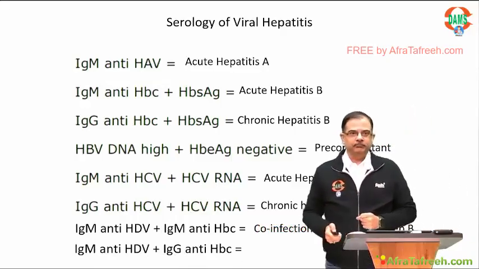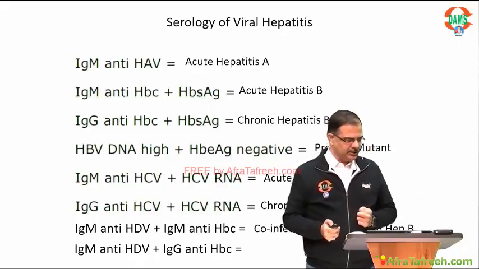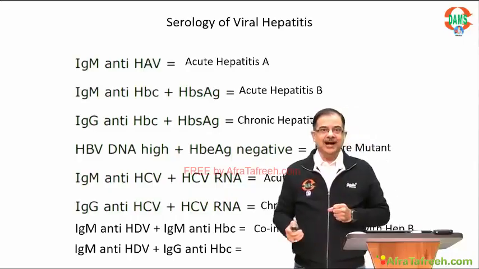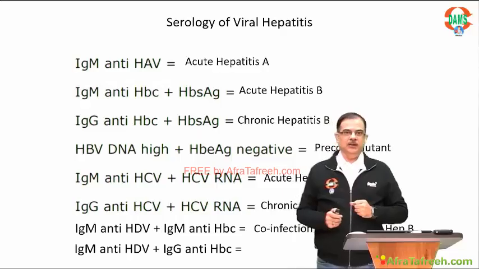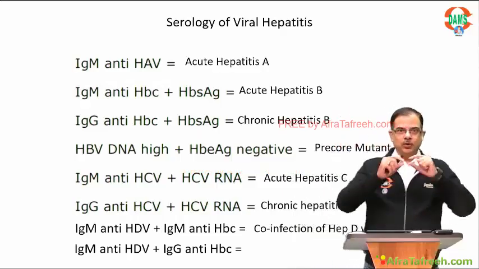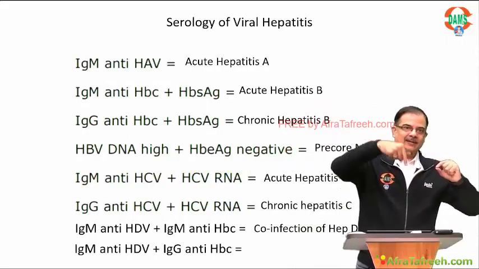While IgM anti-HDV is there and IgG anti-HBc is present, IgG is present. So this scenario is chronic hepatitis B was already present, and on that D came.